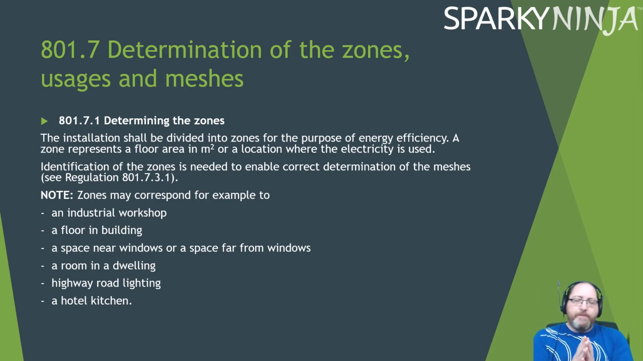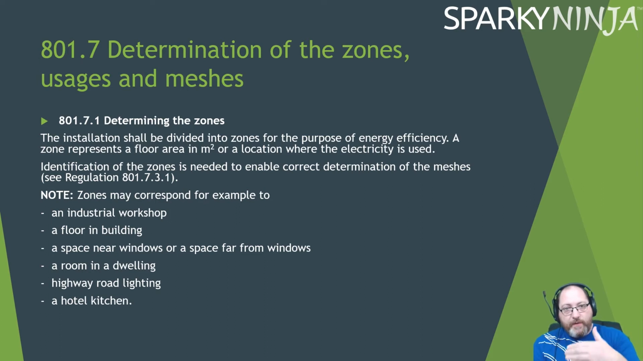Okay, so if you've got a factory with an administrative location and you've got a factory with a large powerful equipment location, then those are straight off going to be two separate meshes. If you've got, there it says a space near windows, a space far from windows, that's to do with your lighting.